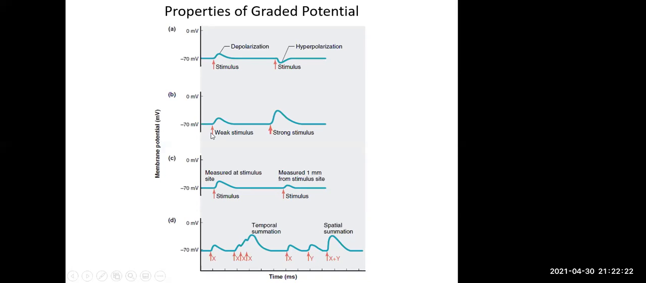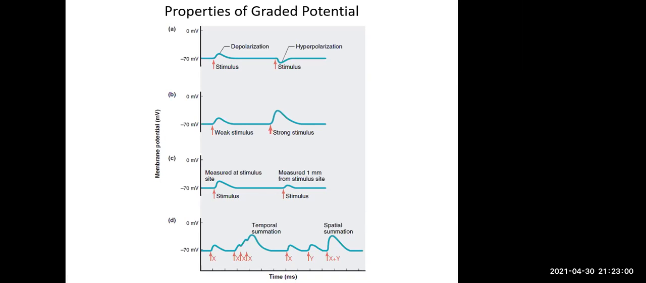Now, if the stimulus is weak, you find small changes in the local potential. If the stimulus is strong, you find larger changes. A weak stimulus may bring a 5 millivolt change, or a 10 millivolt change. If you measure the graded potential, you can find that it slowly dies out. Initially, it can bring a 10 millivolt change. As it travels, it becomes a 5 millivolt change, and then it dies out.